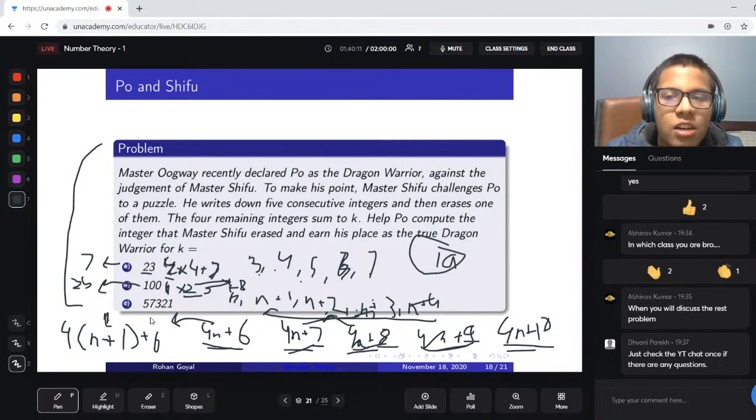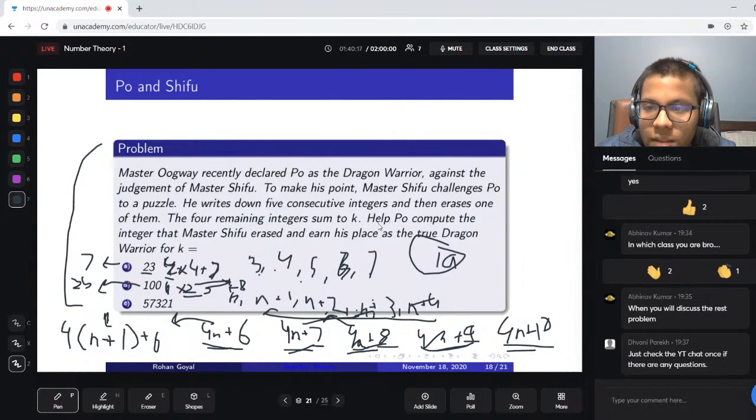Here, 57321. The number you removed, what is it? Can anyone tell me now? I think you have enough of a clue. Just try, please.